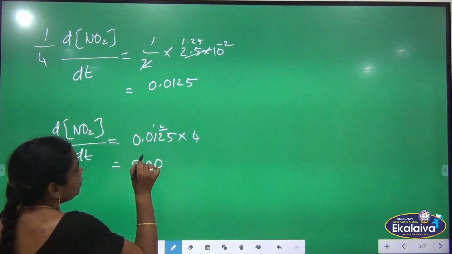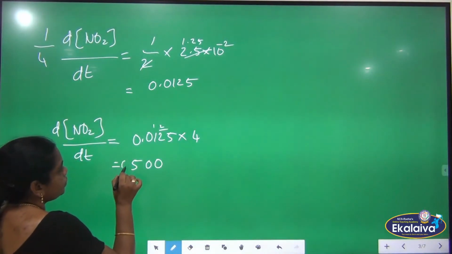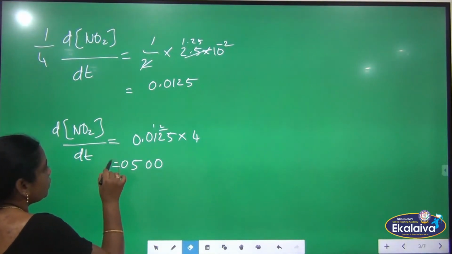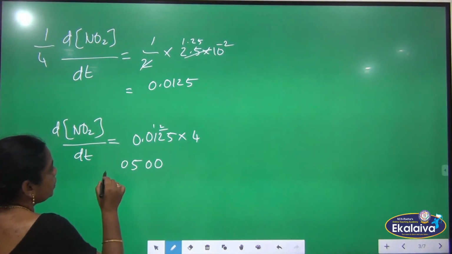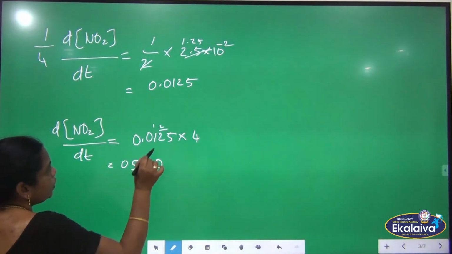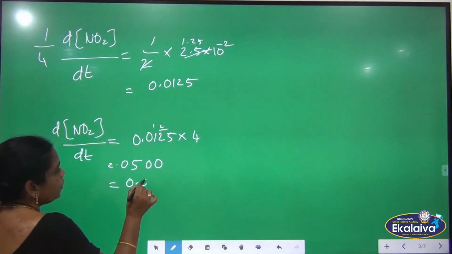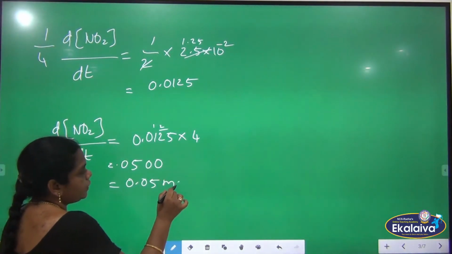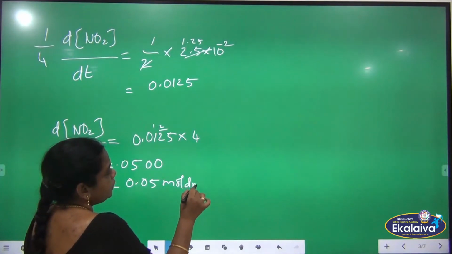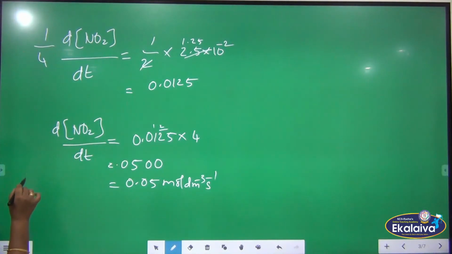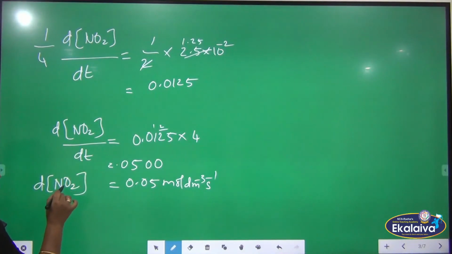So you have to give 3 decimal digits. One, 2, 3, 4. So the answer is 0.05 moles per decimeter cube per second. So this is the rate of change of concentration of nitrogen dioxide with time.